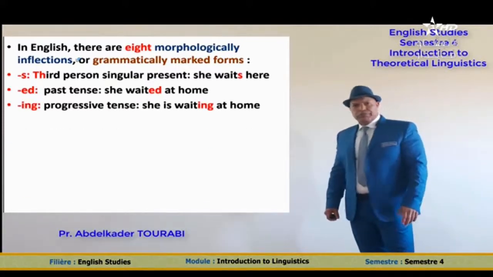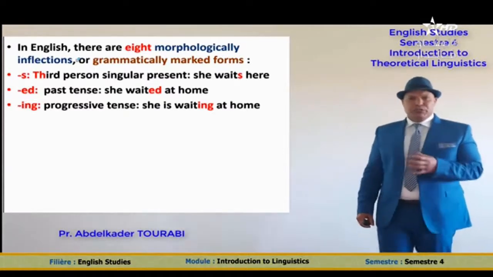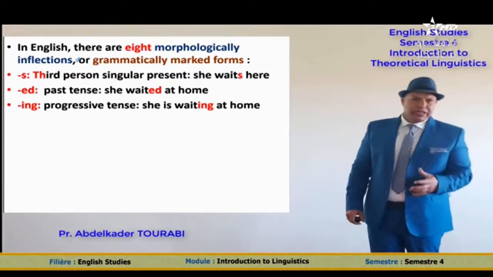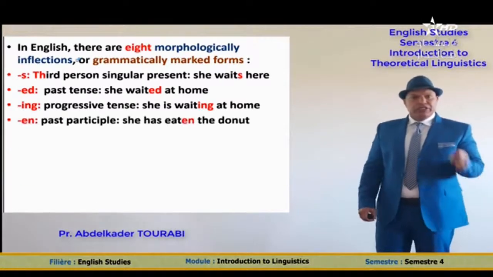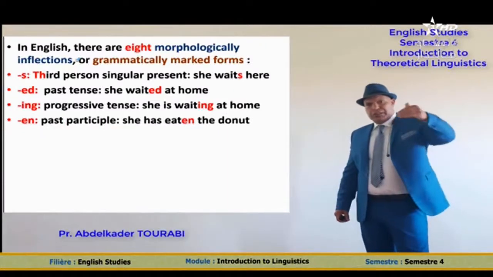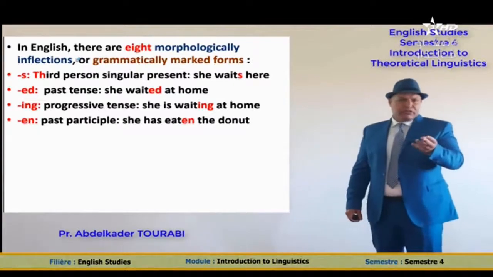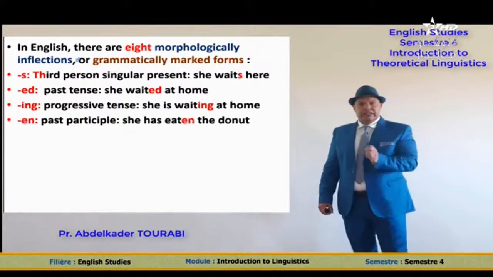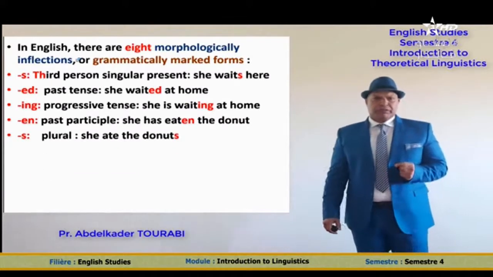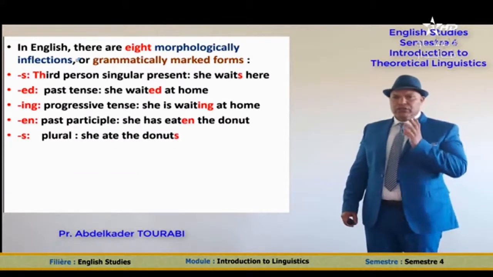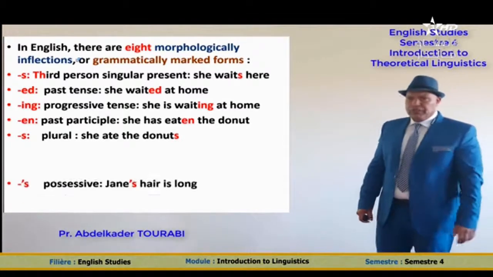ING form, progressive tense. It is a progressive tense morpheme, like she is waiting at home. EN, which is a past participle as opposed to the past participle we have seen with ED. This is for irregular verbs, like she has eaten the donut. Plural morphemes, like she ate the donuts, and we give it an S because it is plural.